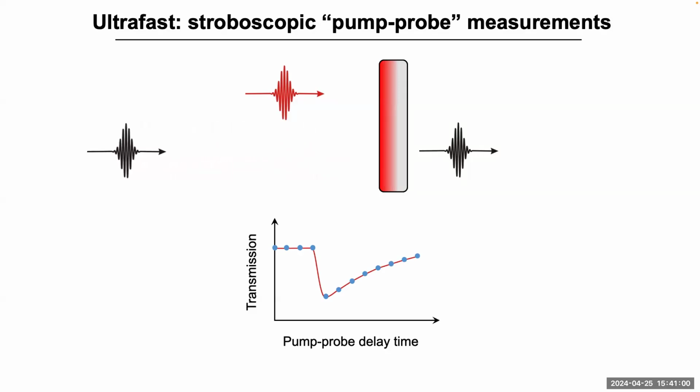So each of these might be thought of as a different time delay, where here the black pulse arrived first, then the red pulse arrived first, the sample was excited, and then as we take these measurements at different set time delays, we see the recovery of the system. So in this way, we build up sort of an average response of that photoexcited system.